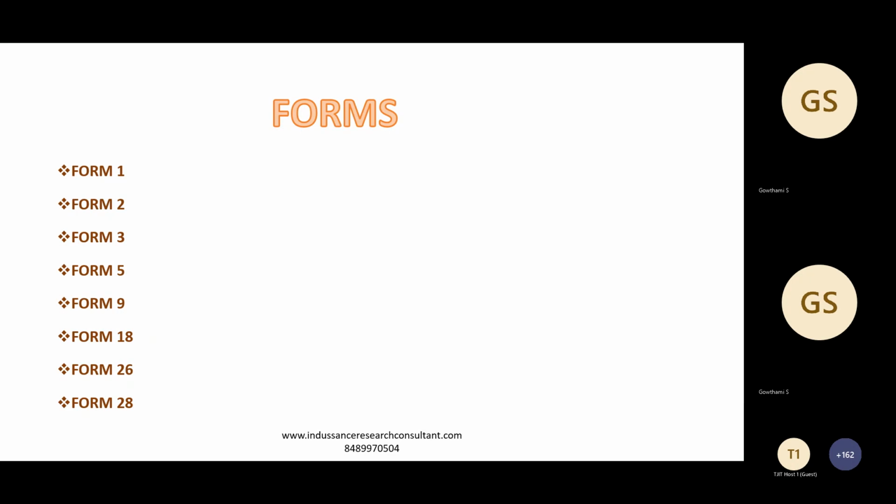Next comes Form 9. Form 9 is used for request for early publication. So the purpose of Form 9 is to request for early publication. As I said, if you want to get it published within 1 month of time, you will have to go for Form 9.